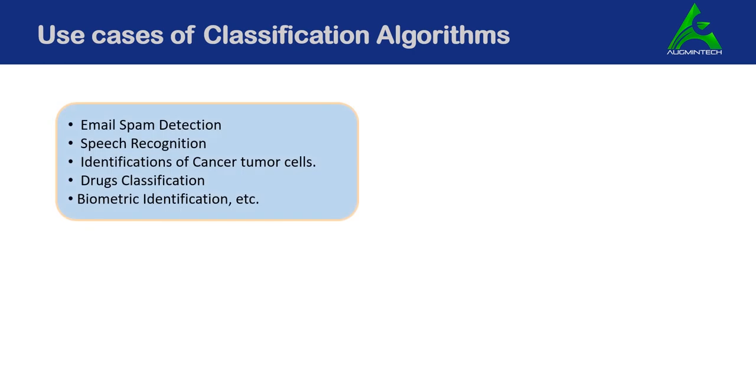Classification algorithms can be used in different places, but some popular use cases are email spam detection, speech recognition, identification of cancer tumor cells, drug classification, biometric identification, etc. Now that was a brief introduction about classification algorithms.